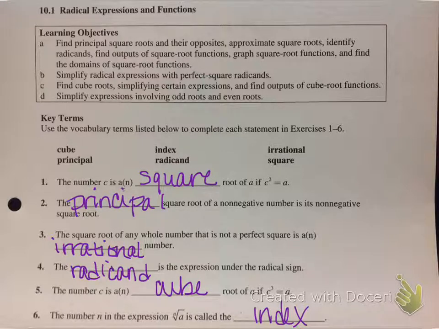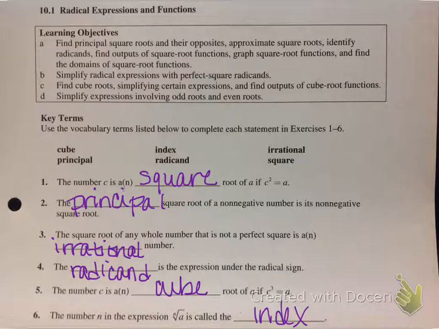Number 1, the number c is a square root of a if c squared equals a. The principal square root of a non-negative number is its non-negative square root. The square root of any whole number that is not a perfect square is an irrational number. The radicand is the expression under the radical sign.